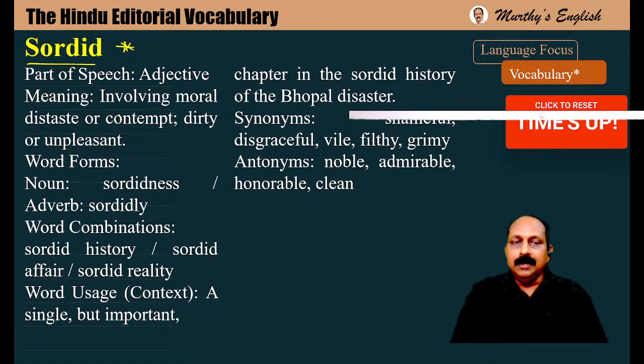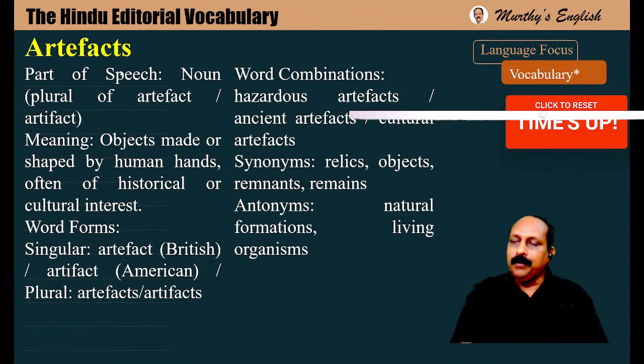Sordid, again an important word, part of speech, adjective. What does it mean? Involving moral distaste or contempt. You look down upon something, you find something disgusting. In that context, you have to use sordid. Simple English, dirty or unpleasant. If something is unpleasant, you should say sordid. The next word, artifacts.